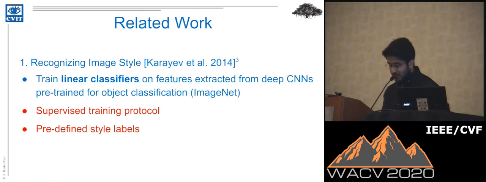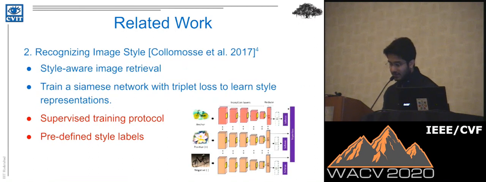Karayev et al. presented one of the early works for image style recognition. They train linear classifiers on features extracted from deep features pre-trained for object classification. It is a supervised training protocol with predefined style labels. Matthew et al. train a Siamese network with triplet loss to perform style-aware image retrieval. Again, they follow supervised training with predefined labels.